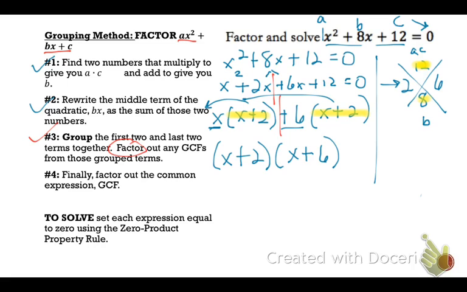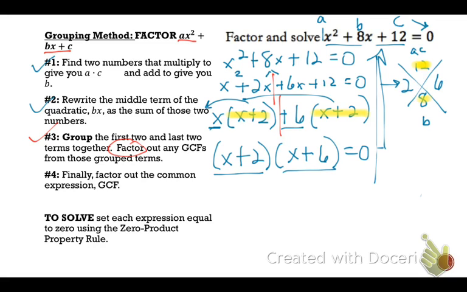So now what I've got is my binomials. If I multiply these together, I get what I started with. Now our very last step is to continue and solve. So we have the equals 0. Now that zero product property rule says if you have two things multiplying together, well we do, this one and that one, equaling 0, one or both need to equal 0.